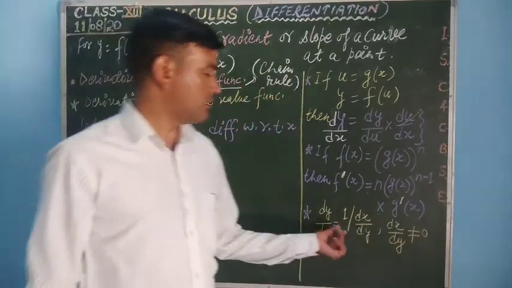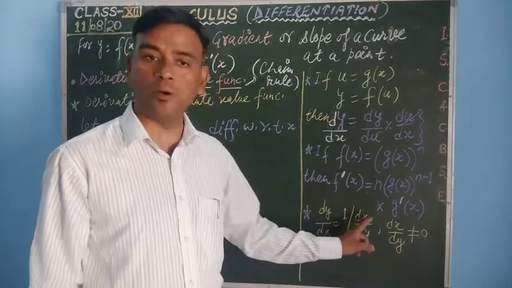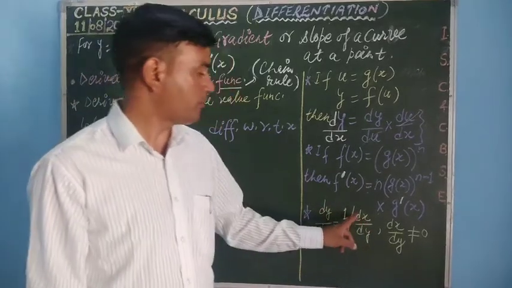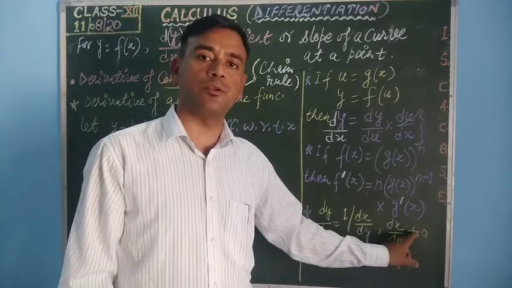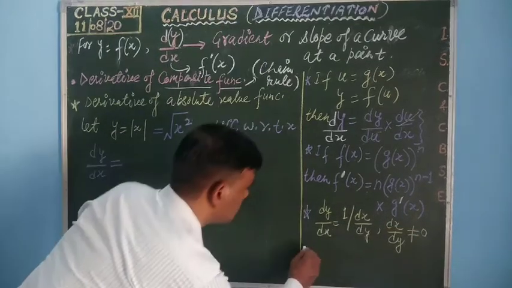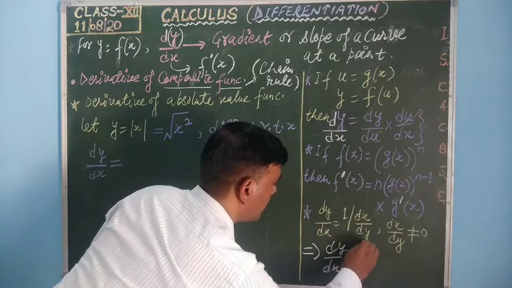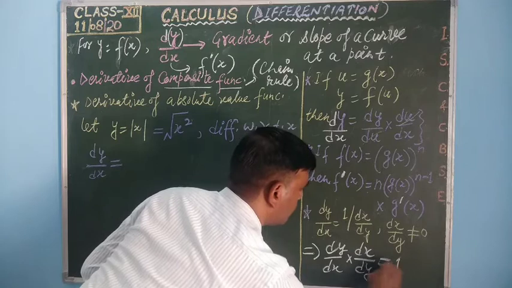Now one more thing to be noted here: dy/dx can be written as 1/(dx/dy), meaning dy/dx is the reciprocal of dx/dy, provided dx/dy must not be equal to 0. This implies that dy/dx multiplied by its reciprocal dx/dy is always equal to 1.